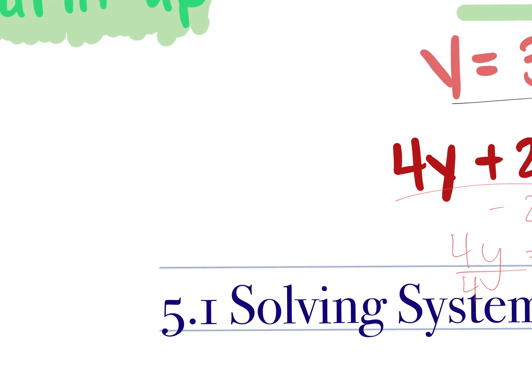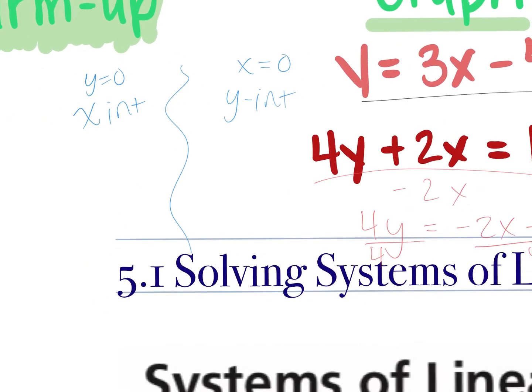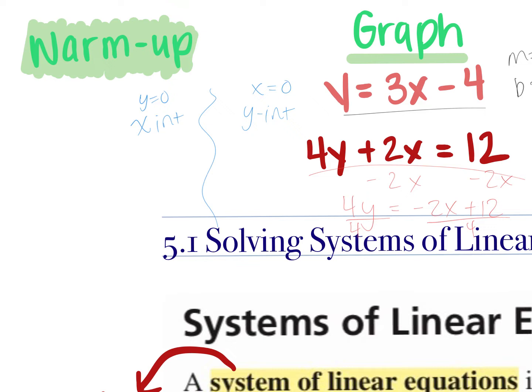Okay, over here on the left, we find an x-intercept by doing what? Making y equal to 0. And we find a y-intercept by making x equal to 0. Put a squiggly down the middle. If I make y equal to 0, so in other words, eliminate the 4y, what's my new equation? 2x equals 12. And solve for x. What would you do? Divide by 2.